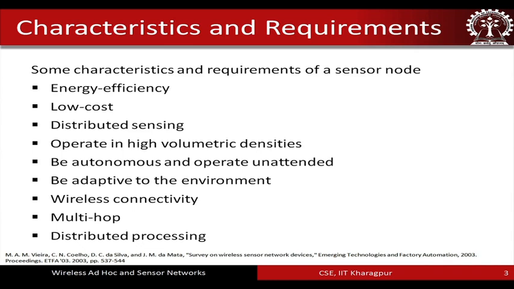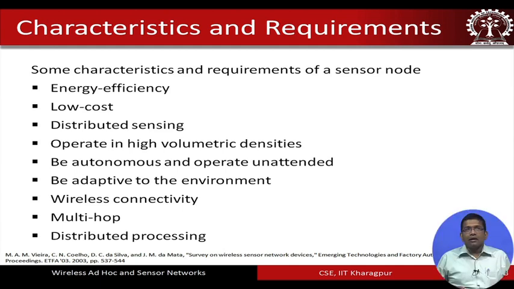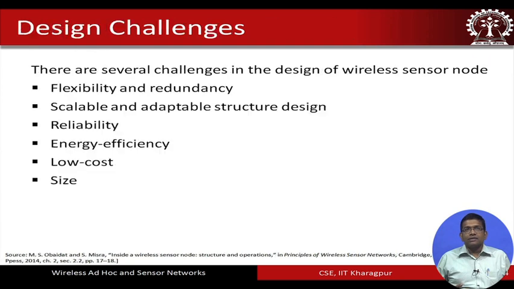So, there are different characteristics and requirements of wireless sensor nodes. They have to be energy efficient, low cost, support distributed sensing, be able to operate in high volumetric densities, be autonomous and operate unattended, be adaptive to the environment, and support wireless connectivity, multi-hop communication and distributed processing. Like this, there are many requirements and characteristics of sensor nodes.